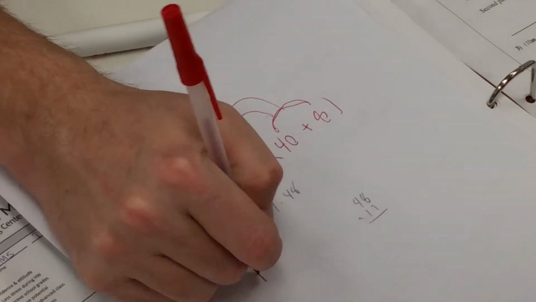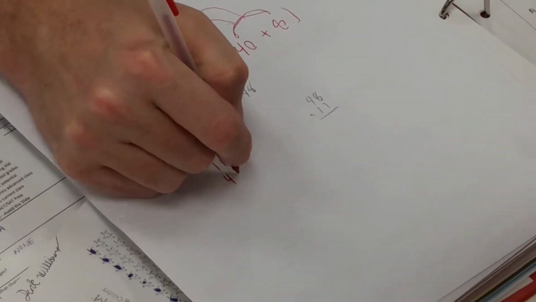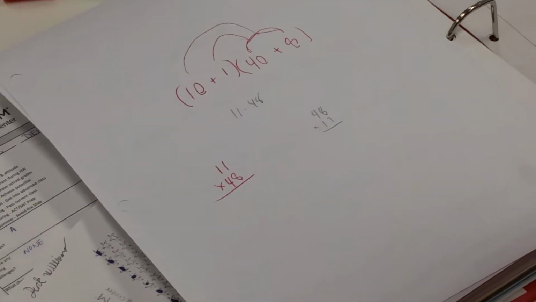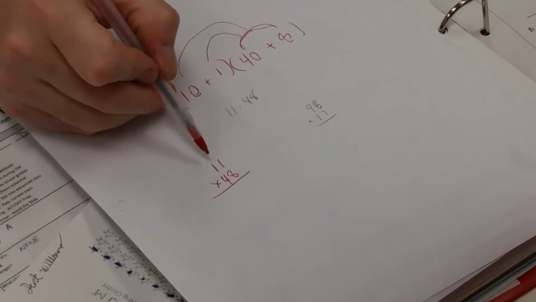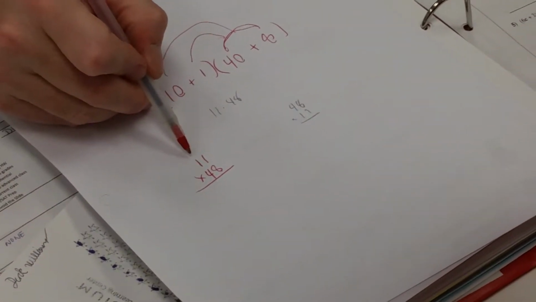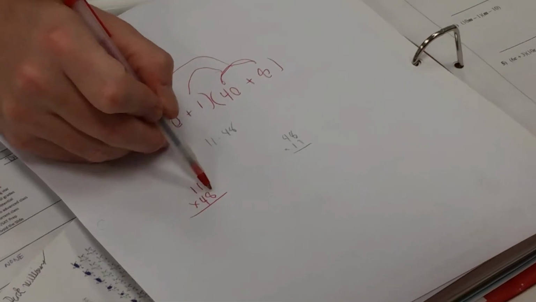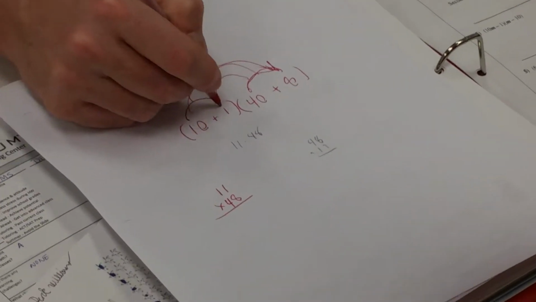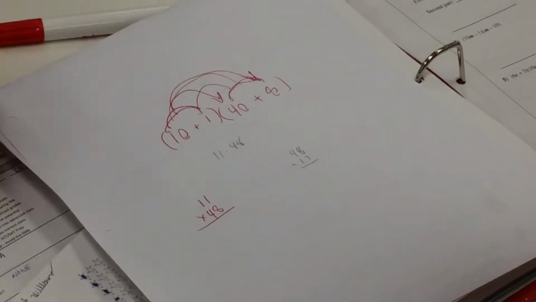What happens if I do 11 times 48? We can do that. Why can we do that? Why can we change the order of multiplication? Because it's commutative. Commutative, exactly right. It's that turnaround thing. So in this case, we do 11 times the 8, and then 11 times the 40.